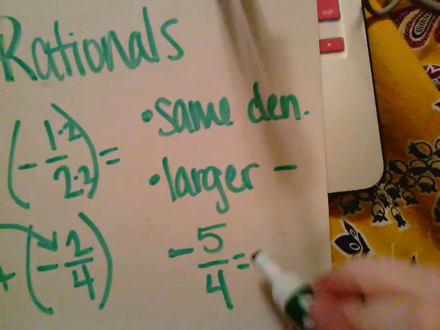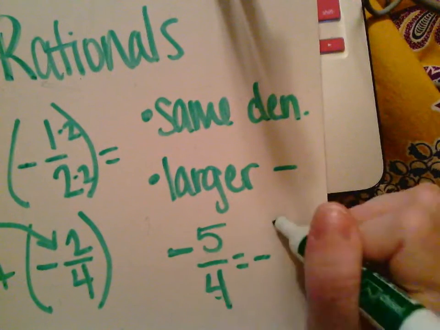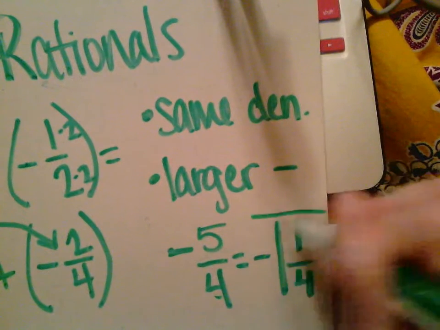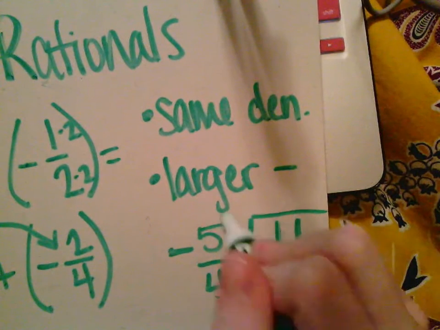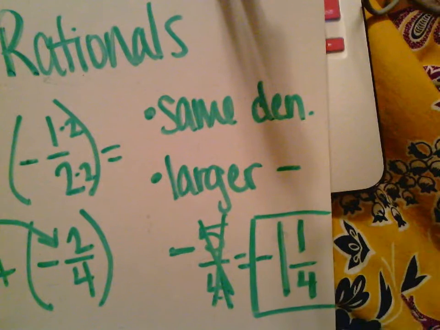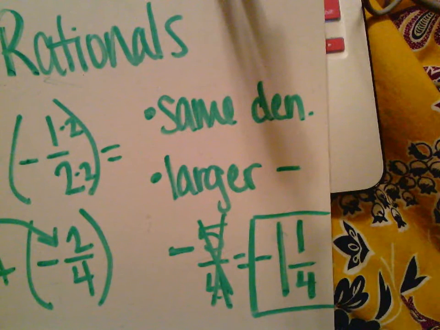Okay. 4 can go into 5 one time with 1 left over. This is the answer I would look for. This one will not be on star. This is the one that would be on star. Okay.